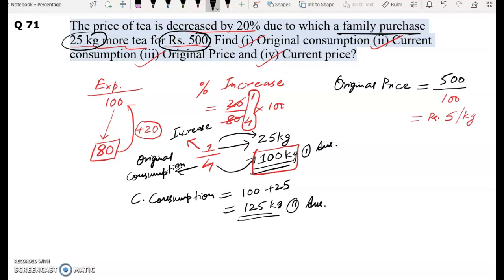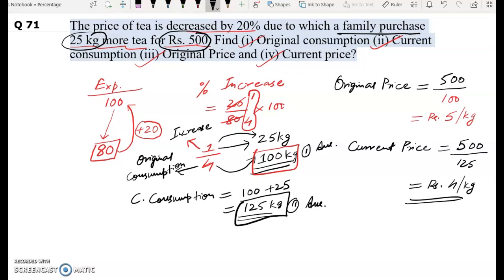Now we need to find the current price. Current price is decreased by 20%. So current price will be 500 is the expenditure and the current consumption is 125 kg. This will give us rupees 125 into 4 is 500, 4 per kg. So this is answer number 4 and this is answer 3.